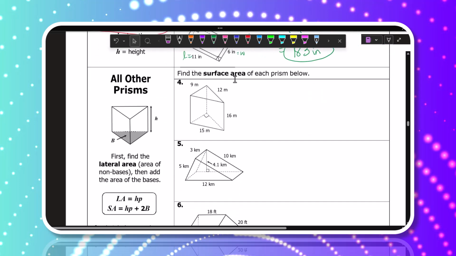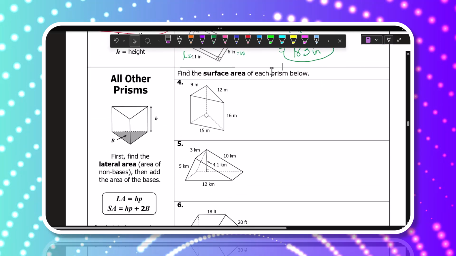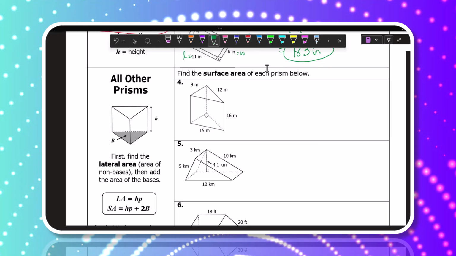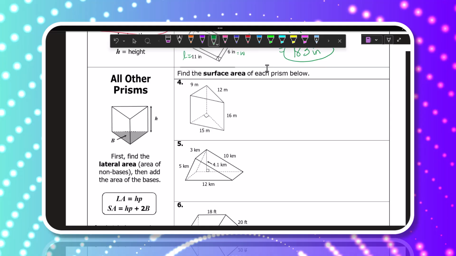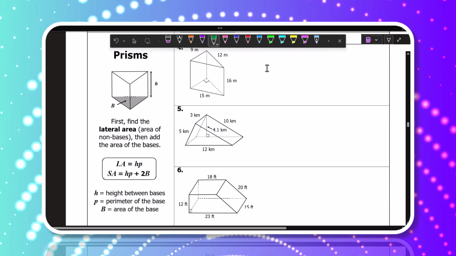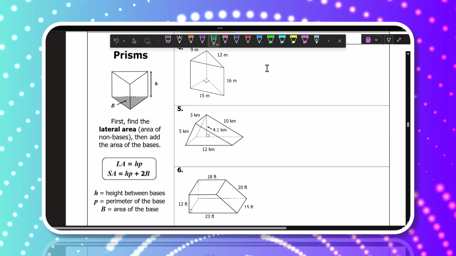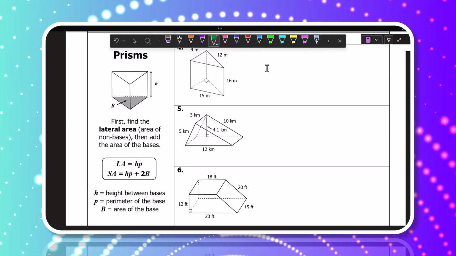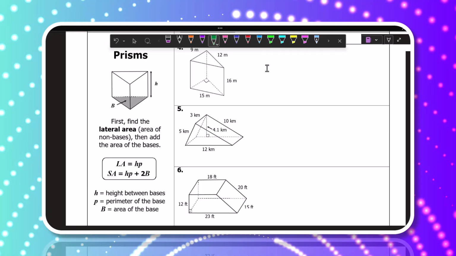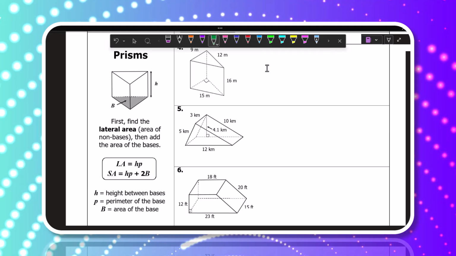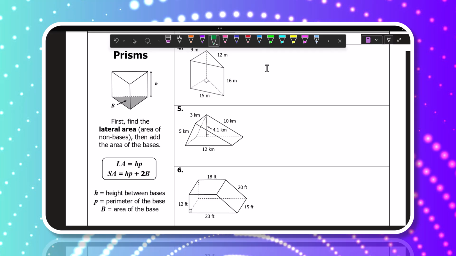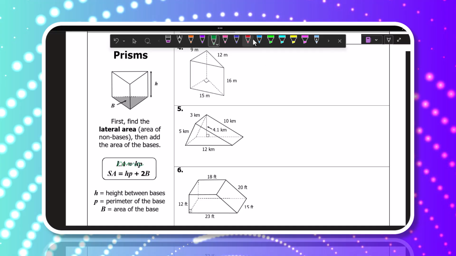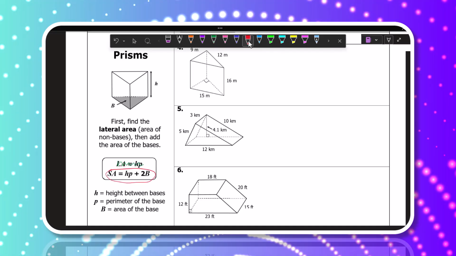Now, all other prisms, it's a little bit more general. So this is saying find the lateral area first. You don't need to do that. Then add the area of the bases. So the lateral area is h times p. It's not Harry Potter. H is the height between the bases. P is the perimeter of the base, the distance all the way around the base. And capital B is the area of the base. So again, we don't need to really worry about that one. I'd focus more on that one.